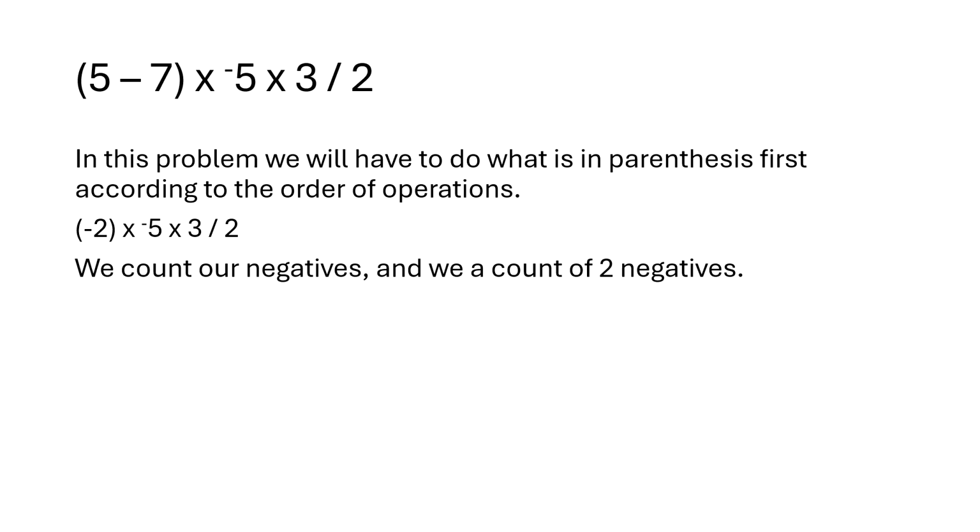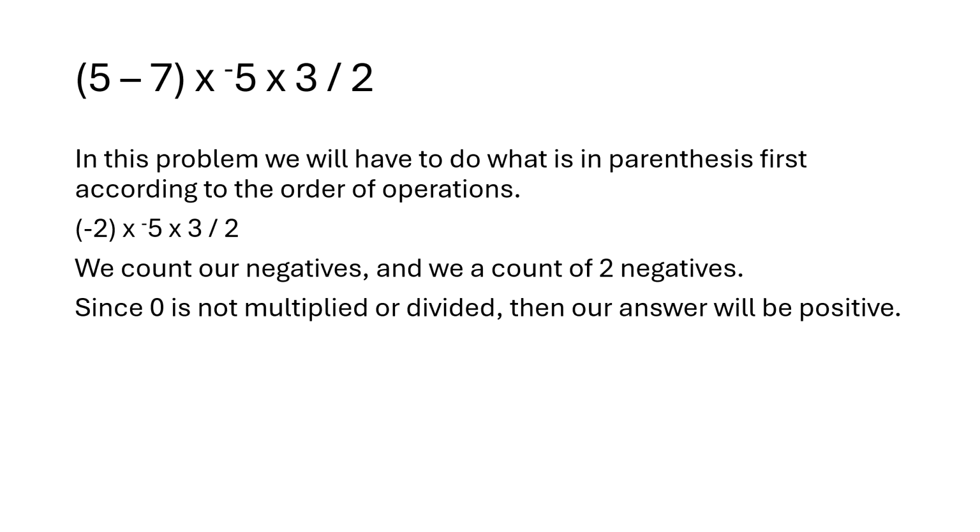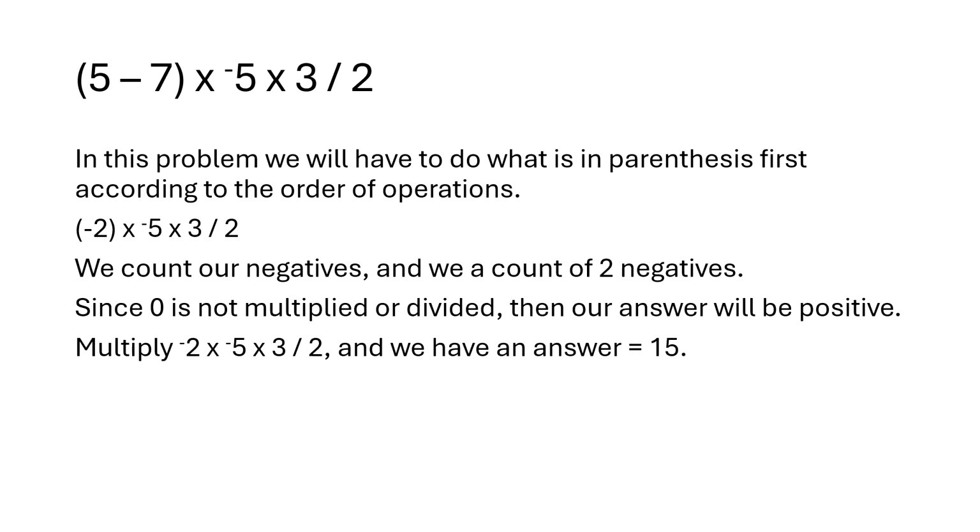And of course it's 2 negatives. And then since 0 is not multiplied or divided, our answer will be positive. And so we multiply all that out, and we get an answer of positive 15. Multiply and divide all that out. So negative 2 times negative 5, that is positive 10, times 3, positive 30, divided by 2 is 15.